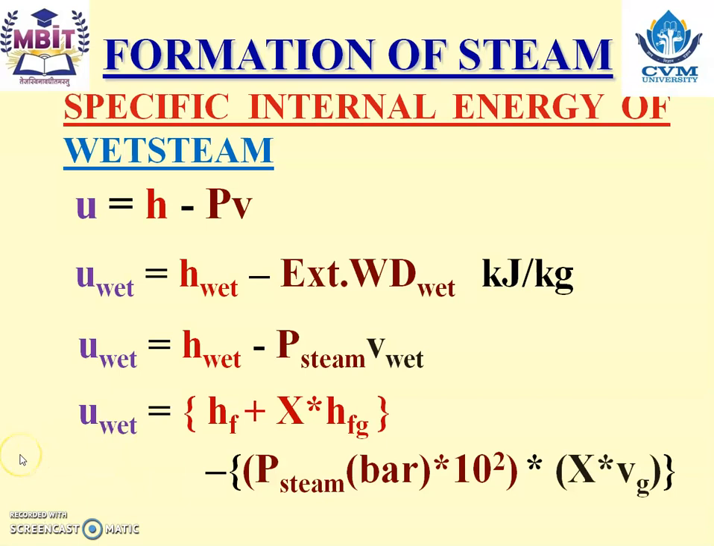Now let us check how much data we are going to get from the steam table. Hf we are going to get from the steam table, Hfg again from the steam table, and Vg from the steam table. And data given in the numerical are only two, pressure and x. That data may be given in the numerical. Using that we can calculate U wet, that is specific internal energy of wet steam.